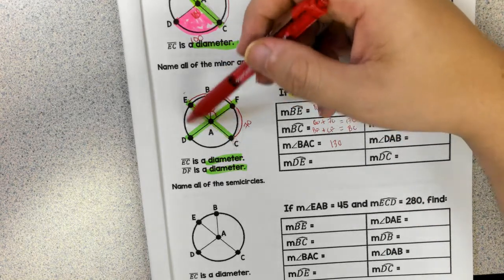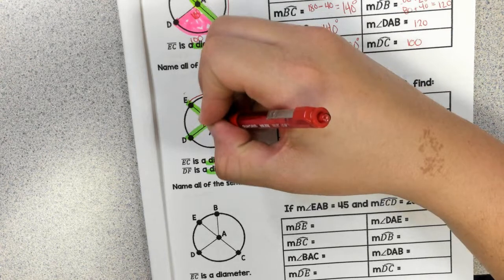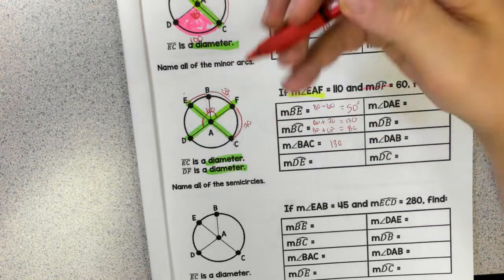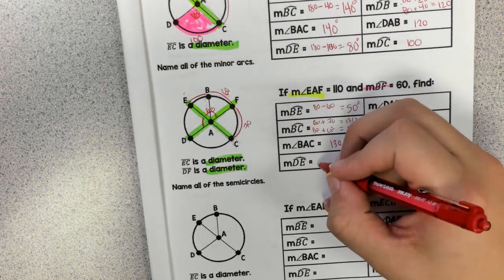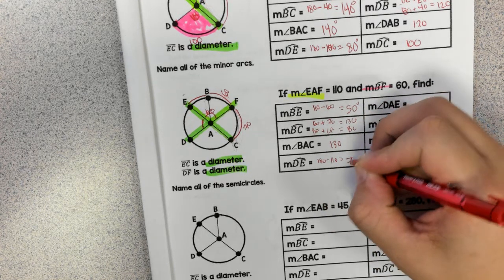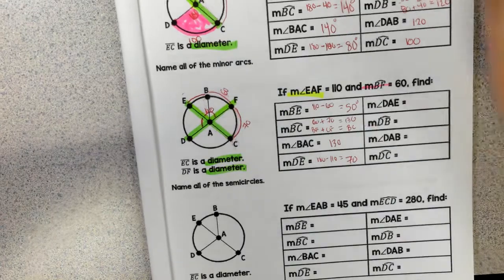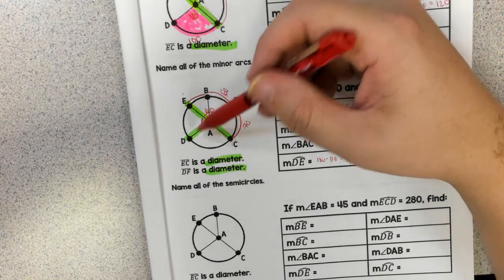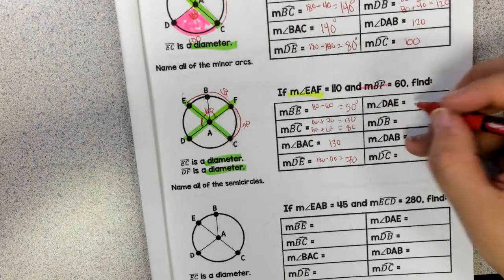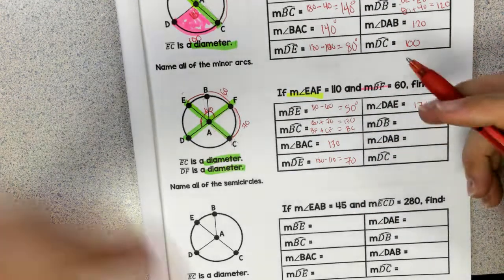We can then focus over here on DE, and once again we see that this little piece is just going to be 180 minus 110. So once again we have 180 minus 110, which should equal 70, in order to figure out what that is. Then we have DAE, which also is the same as our arc DE, which gives us the 70.